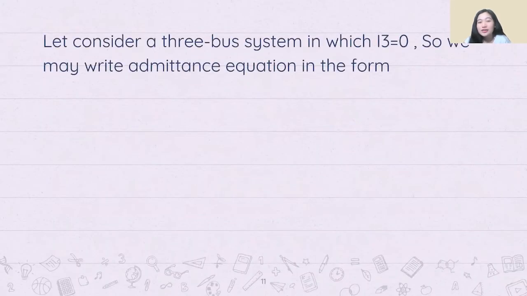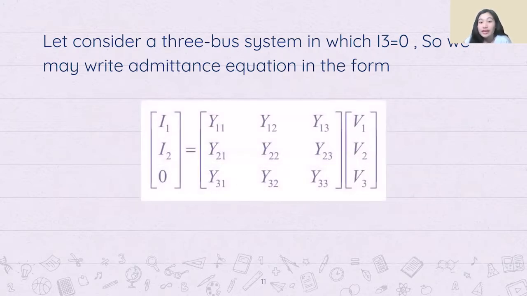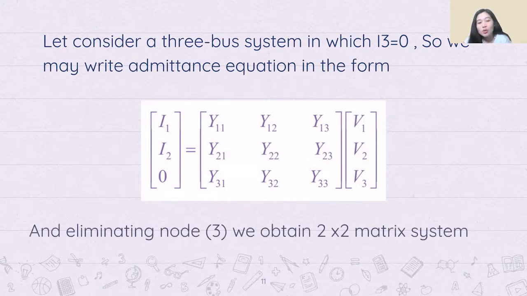Now, let's consider a 3 bus, which I3 is equivalent to 0, so we may write the admittance equation in the form of like this. Di ba? Alam natin sa Y-bus admittance matrix natin na kapag mag-form tayo ng 3 by 3 matrix, is that ganito yung itsura niya. I equals YV. So, if we are going to reduce this into a 2 by 2 matrix, we have to perform the Kron reduction method. So, we are going to be eliminating node number 3. And we are going to obtain a 2 by 2 matrix. So ito yung matitira, yung sa may 2 na part.